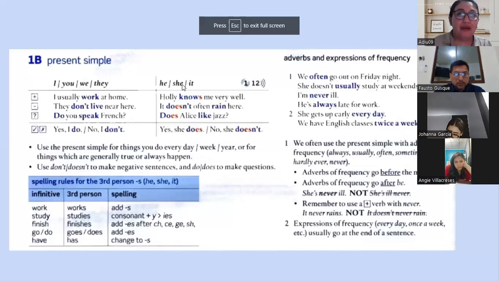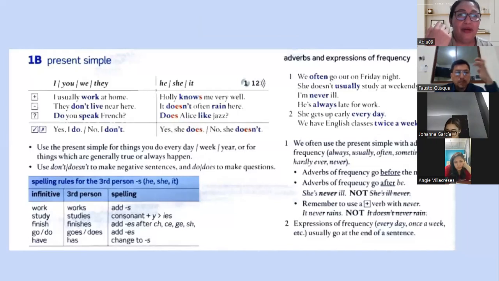So when describing people's physical description, when describing situations that happen every day, we usually use present simple. So it's like present time, right? So when do we use present simple? We usually use it to describe activities or things that happen. We use the present simple for things you do every day. So what is something you do every day?